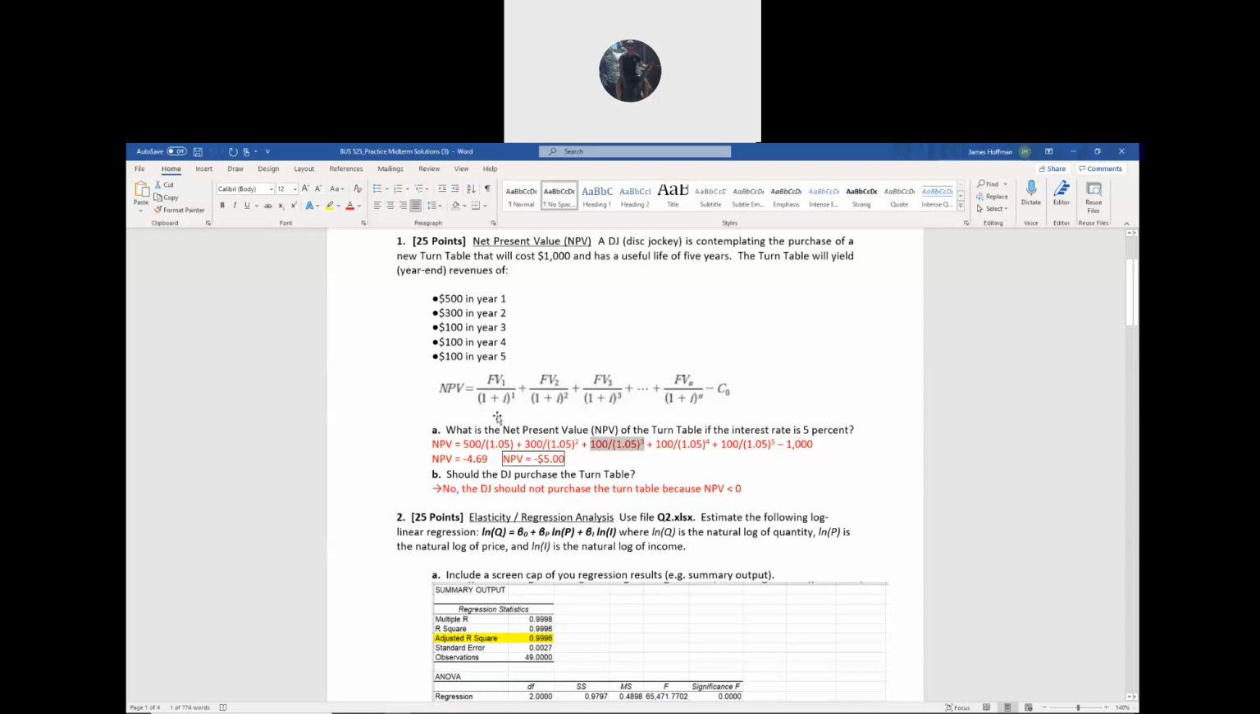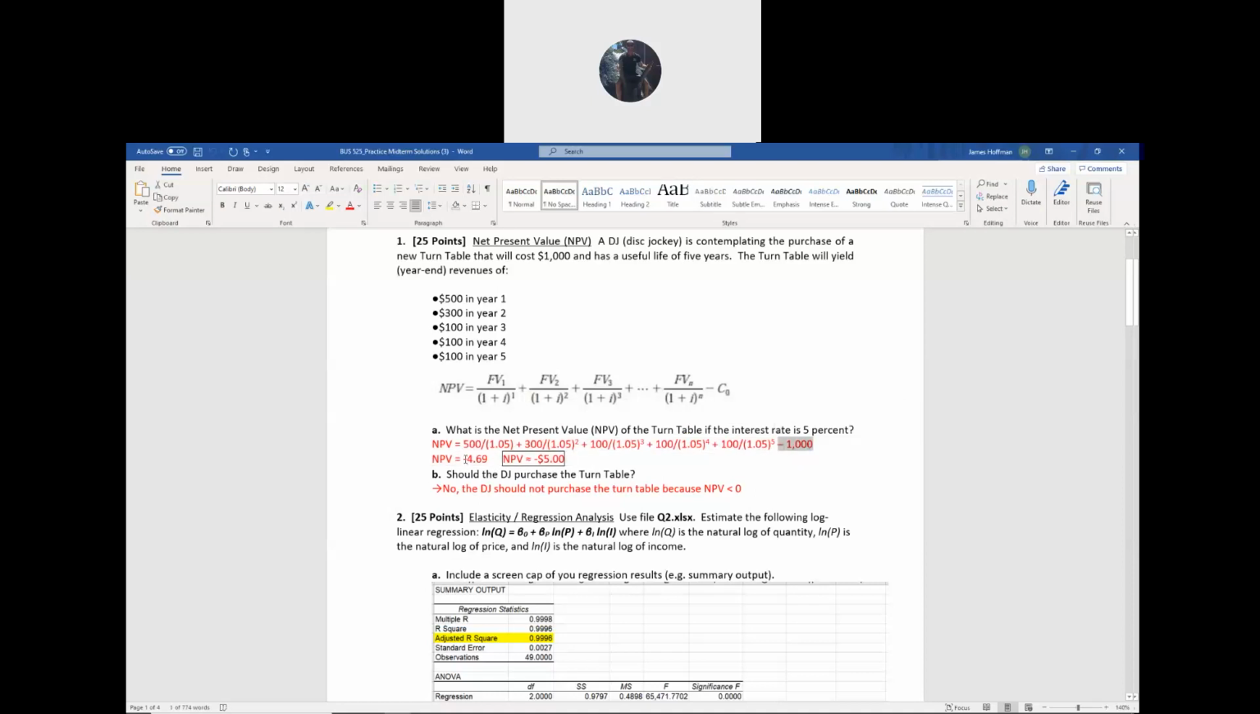That's the third year's discounted revenue. Year 4, it's 100 divided by 1.05 to the 4. Year 5, you get 100 and the discounted value is 100 divided by 1.05 to the 5. So this is what you get for year 1, year 2, year 3, year 4, and year 5, and those are all discounted based on how long you have to wait. Add all these together, and then subtract the initial cost of 1,000, and you should get something like this.